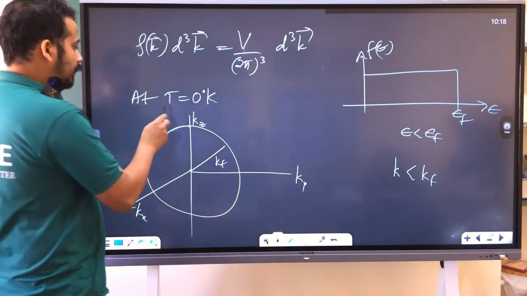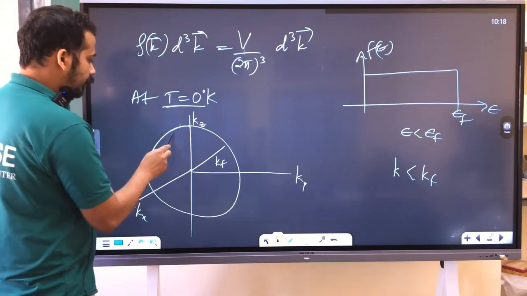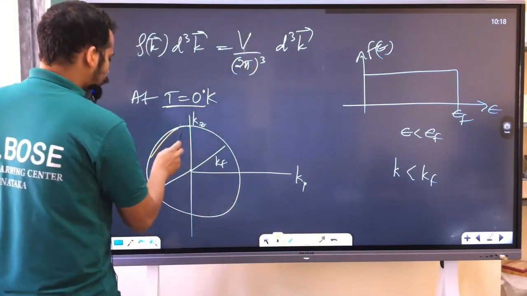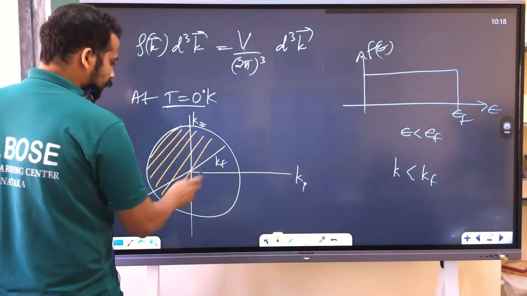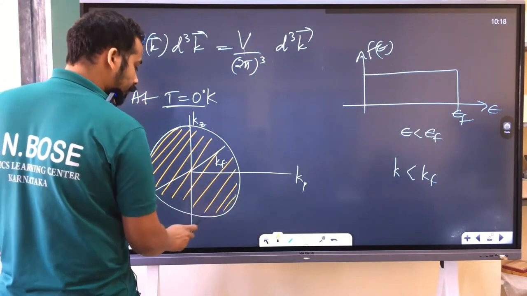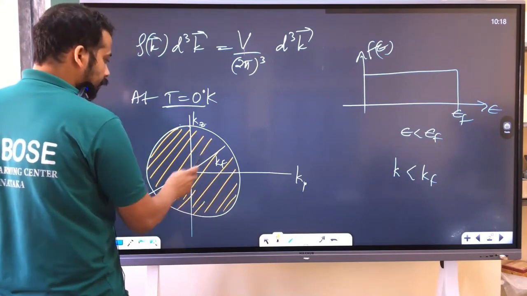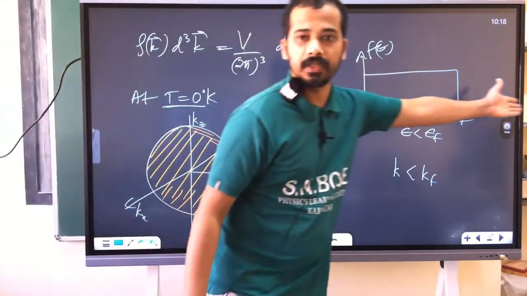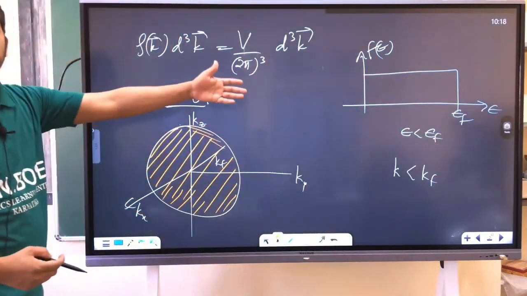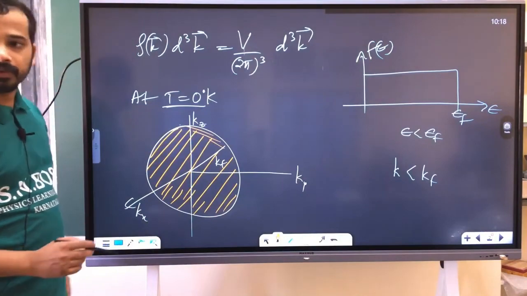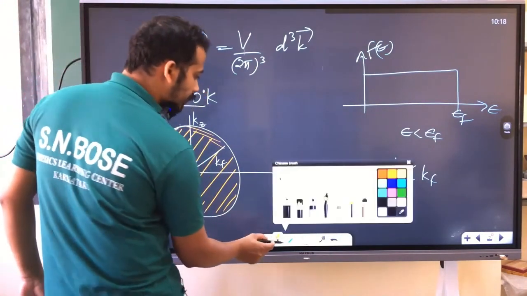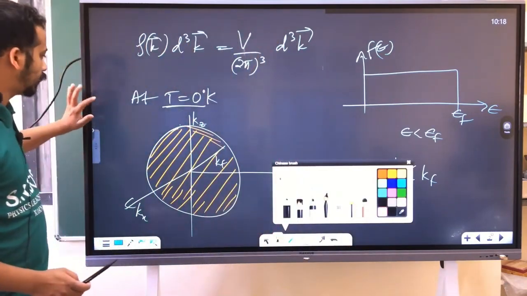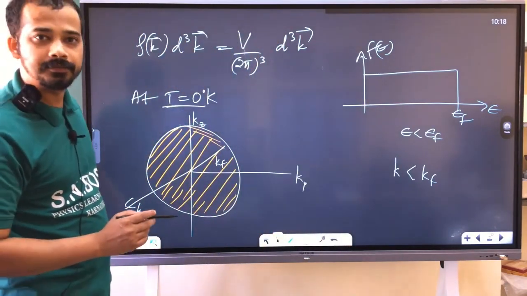Because now at 0 degree Kelvin, all of the states within this one are completely filled by the particles. Are you getting my point? All of the states outside that one are completely empty, just like here, because the occupation probability is 0, isn't it? So what you can do is find the number of particles directly here.